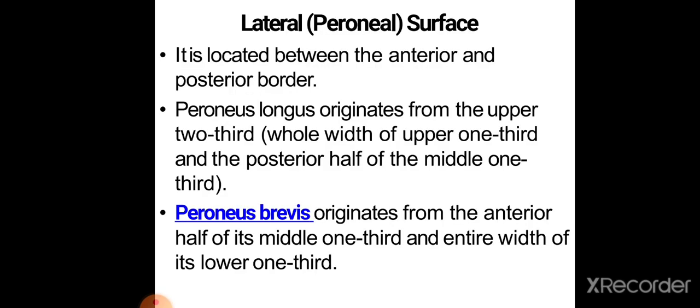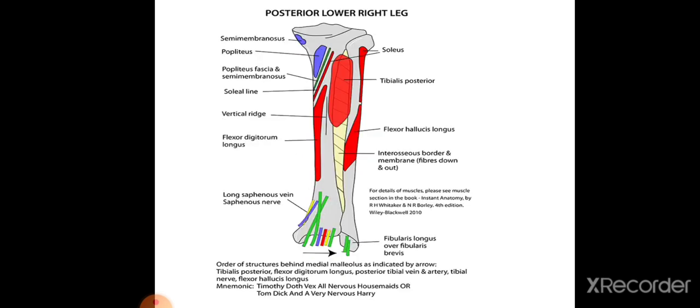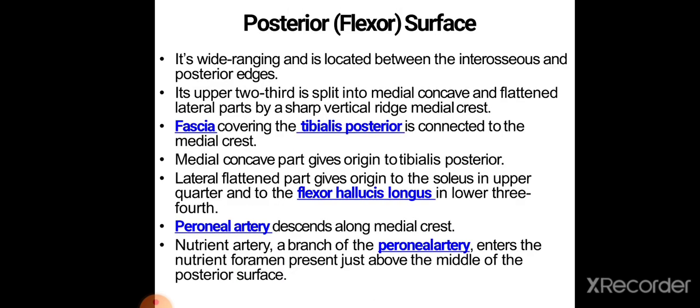Then on the lateral surface, that is the peroneal surface, we have attachments of only two muscles, that is peroneus longus and brevis. The peroneus longus originates from the upper 2/3 part and posterior half of the middle 1/3, while peroneus brevis originates from the anterior half of its middle 1/3 and the entire width of the lower 1/3 part. So these are the attachments on the fibula on the anterior surface and on the posterior surface.